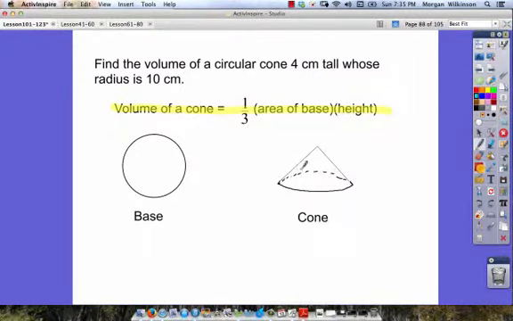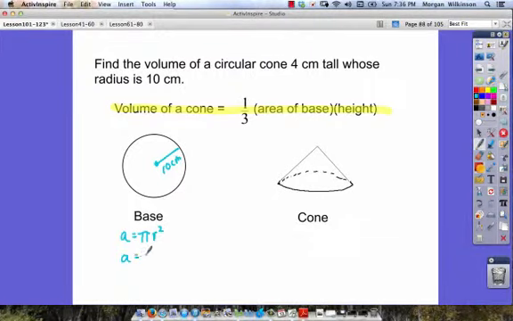Let's find the volume of a circular cone 4 centimeters tall whose radius is 10 centimeters. So the volume of a cone is the same as the volume that we had of a pyramid. It's 1/3 times the area of the base times the height. The base, we're told, had a radius of 10 centimeters. So first thing we need to do is find the area of the base, and the base area, A, is going to be pi times the radius squared.